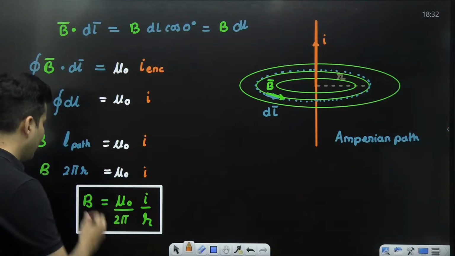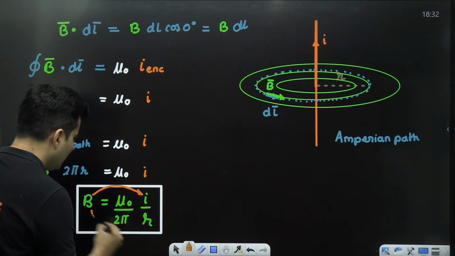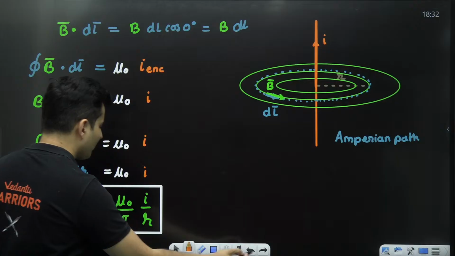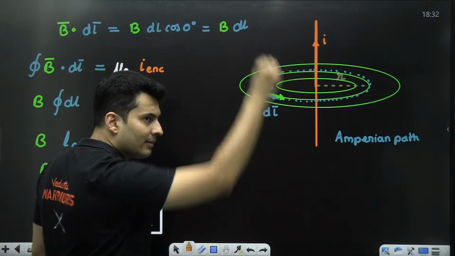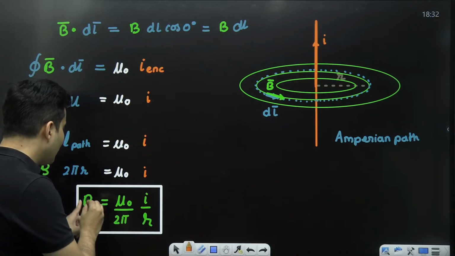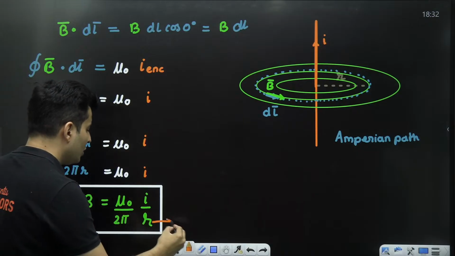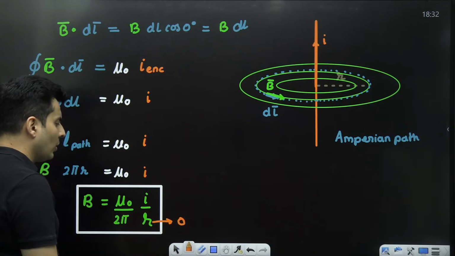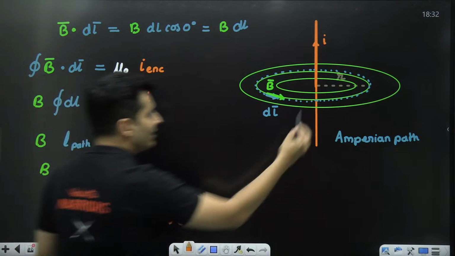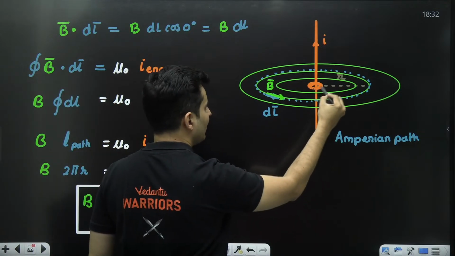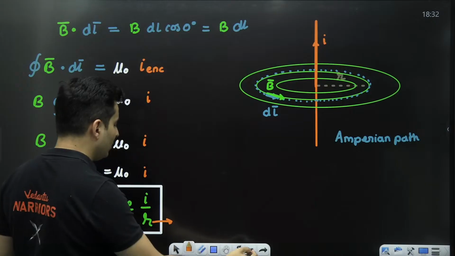And yes, magnetic field is proportional to the current and inversely proportional to the R. So if you go far away, the field will reduce. It will only become infinite in one case, when R becomes 0 or you are very close to the wire. That means you are somewhere here, then the field will tend towards infinity.